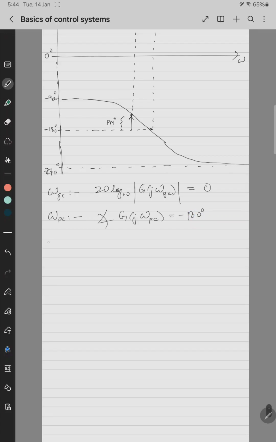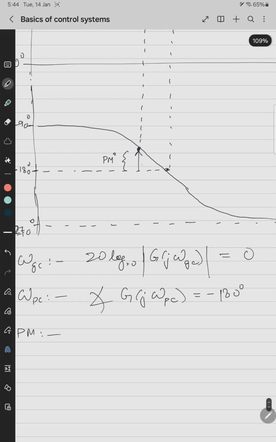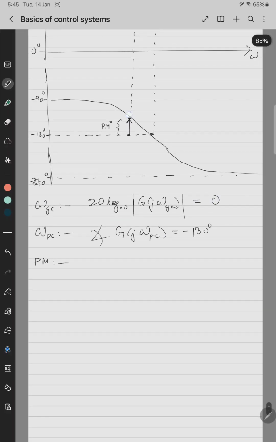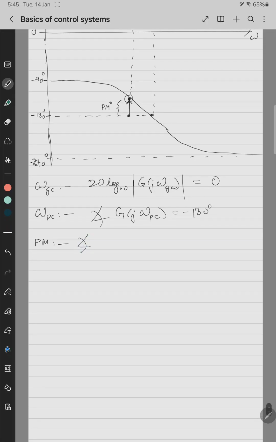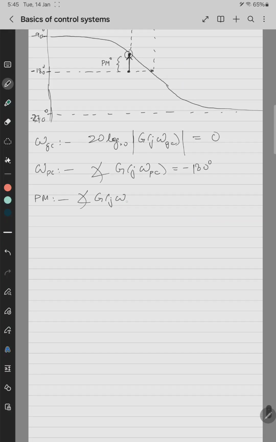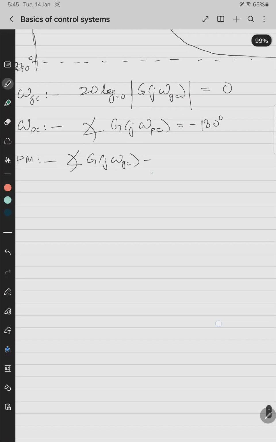Then gain crossover, so phase margin. Phase margin is what? This point minus this point. What is the first point? The arrow indicates subtract this from this. So what is this point? This point is angle of G of j omega. But what is omega? What is the frequency? Extend the line up. It is omega gc. So angle of G of j omega gc minus of minus 180 degrees. So it will become plus 180 degrees. So this is the phase margin.